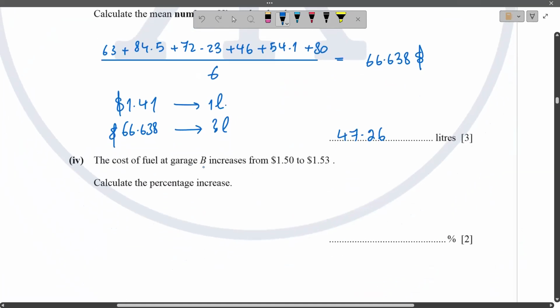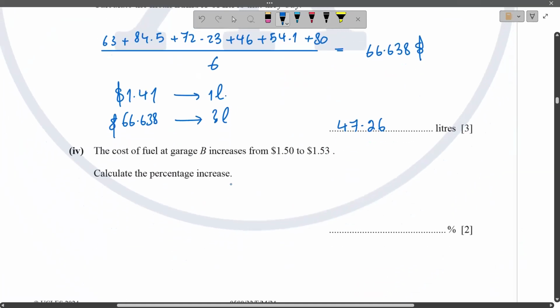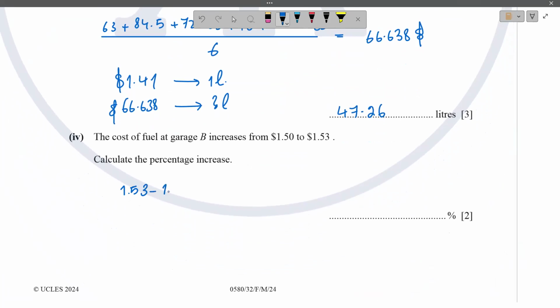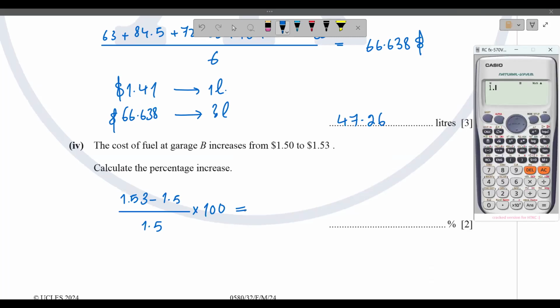The cost of fuel at garage B increases from this to this. Calculate the percent increase. So the percent increase will be 1.53 minus 1.5 over the original, which is 1.5, multiplied by 100. So 1.53 minus 1.5 divided by 1.5 and then multiply by 100. So it's 2%.